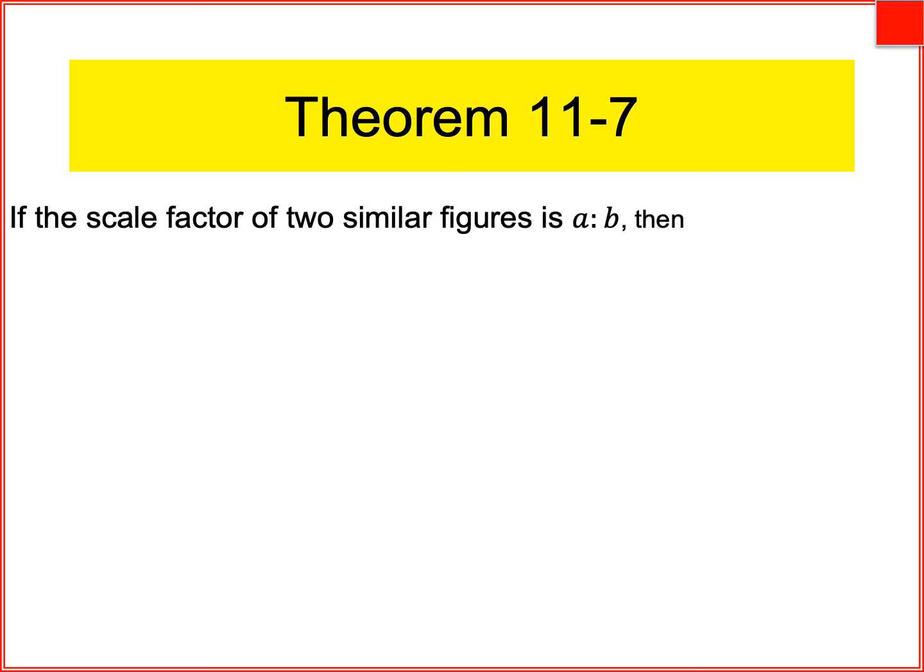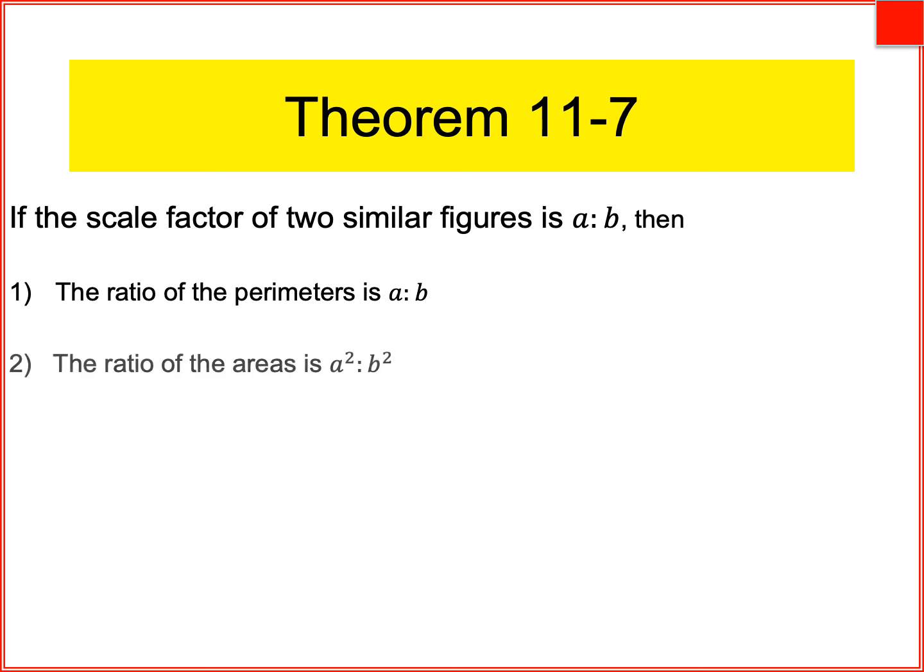And it says if the scale factor of two similar figures, so triangles, any polygon, actually any figure, it could be two circles as well too, is a to b, then the ratio of the perimeters is a to b. Well, we've proven this one actually before. We proved it for triangles, for polygons, and for circles. So this just rolls everything into one statement. So if the scale factor is a to b, then the perimeters are a to b.